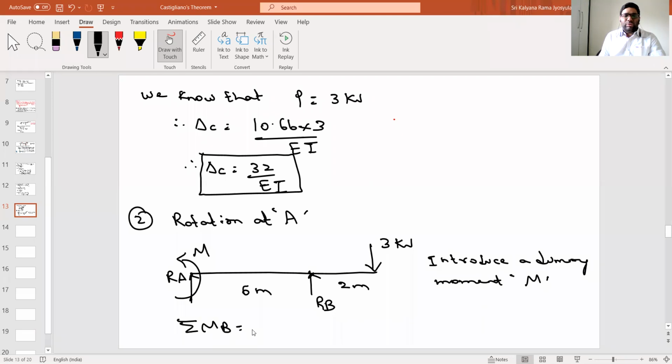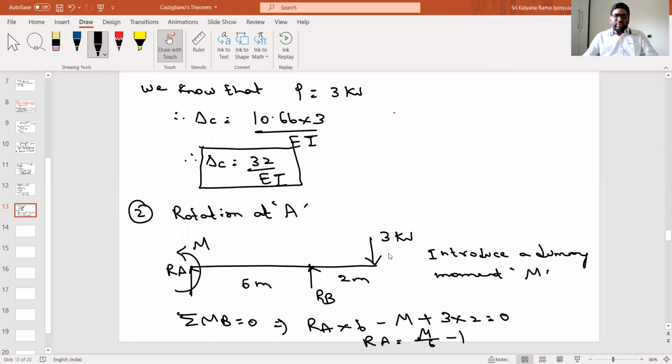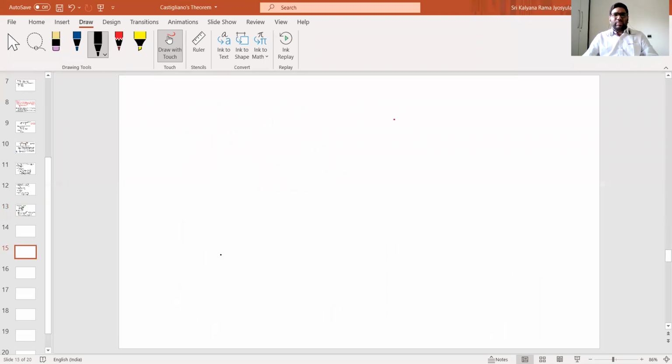So sigma MB is equal to 0. Taking moments about B is equal to 0. So RA into 6, minus M plus 3 into 2 is equal to 0. RA is equal to M by 6 minus 1. Substitute that value. RA is equal to M by 6 minus 1. Simple. So RA into 6, 3 into 2 here, and moment M.